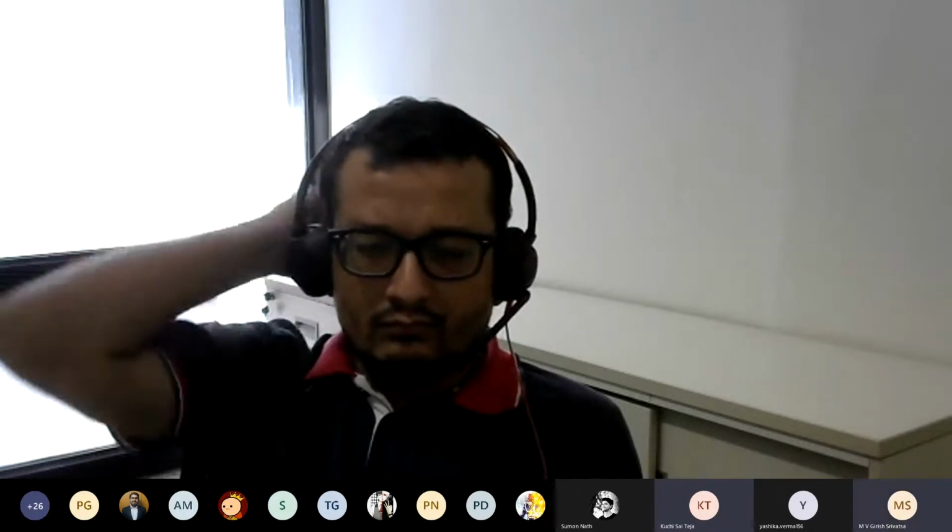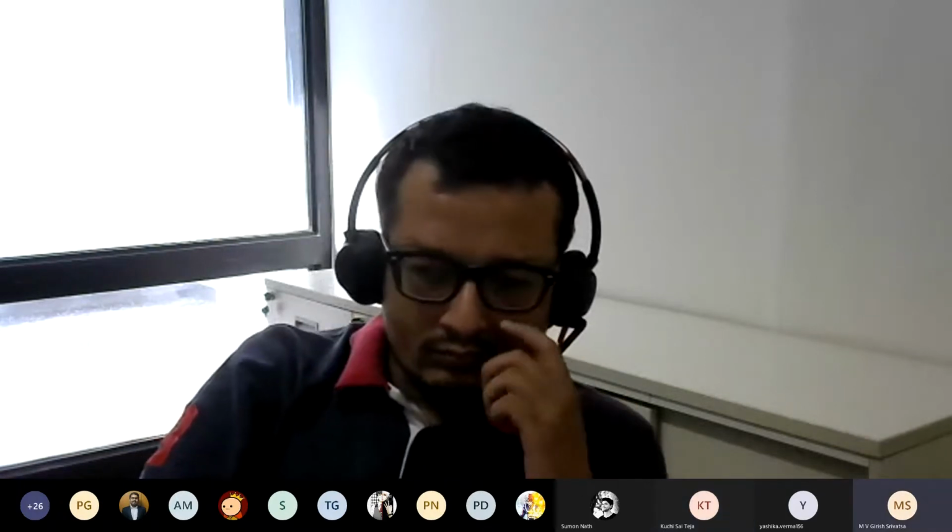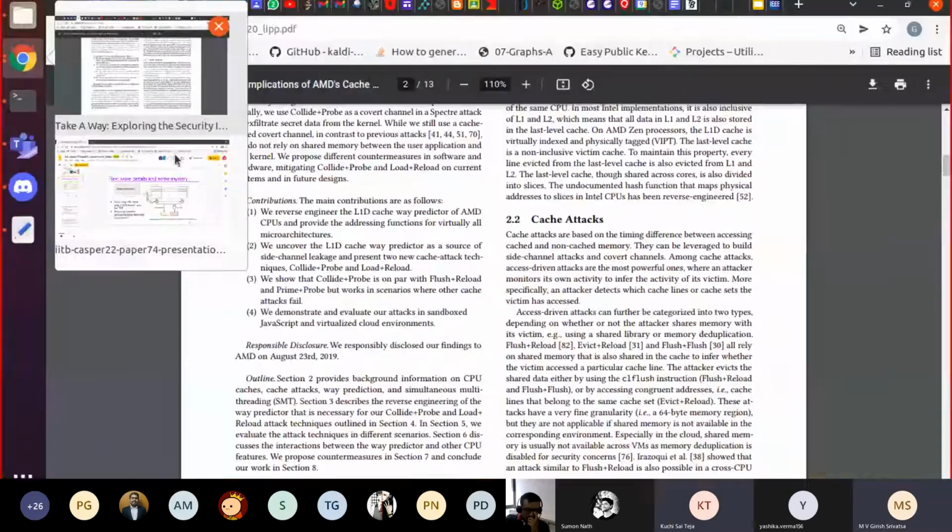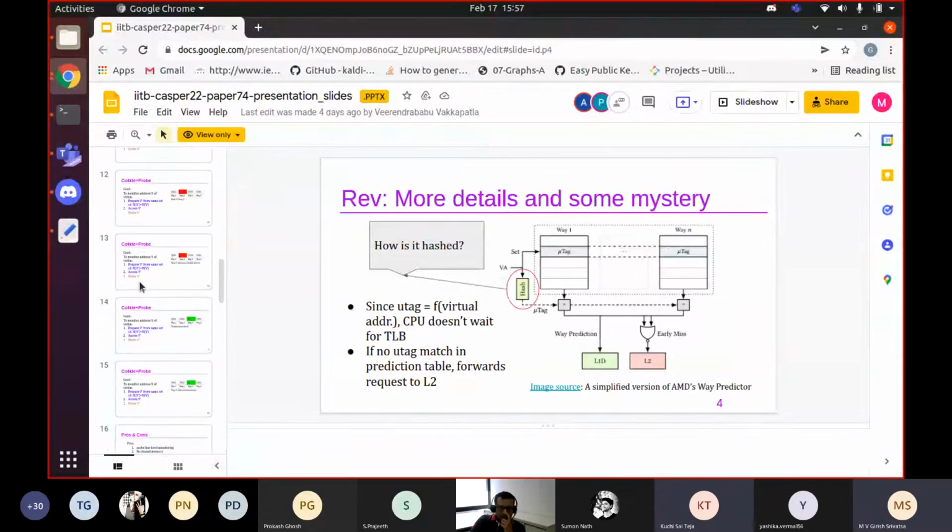Yeah, hello. I have a doubt in this thread-based attack. Can you explain it in more detail? Like, what's the use of it? And the Load plus Reload or Collide plus Probe? Yeah, in Collide plus Probe, if I remember.